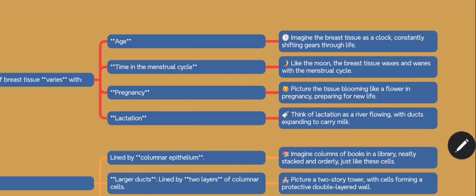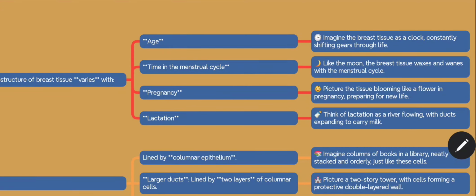So how to remember these points? The microstructure of the breast tissue varies with age. Imagine on the breast there's a clock and it's shifting gears throughout life. And like the moon, it waxes and wanes with the menstrual cycle, so it gives the microstructure changes. And with pregnancy, picture a baby or a flower on the breast. You might be able to remember it more. And lactation, think of lactation as a river flowing and ducts expanding inside the breast. Now you can actually see the mental image for you to remember the topic.